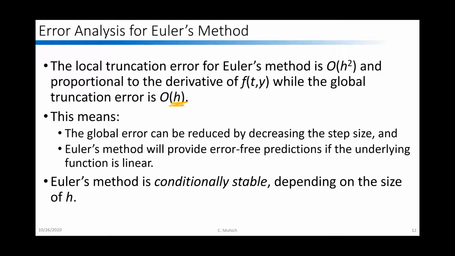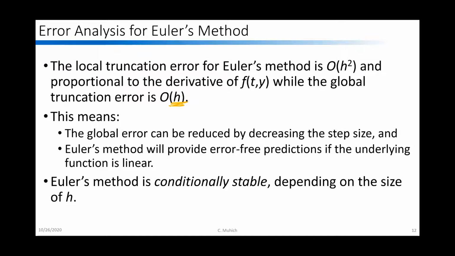Additionally, we can say that we will have zero error if the underlying function is linear. Additionally, the method is going to be stable, conditionally stable, depending on the size of h. So if I go to small enough sizes, I'm guaranteed not to have any instability in the method. So I'm not going to have things blow up.